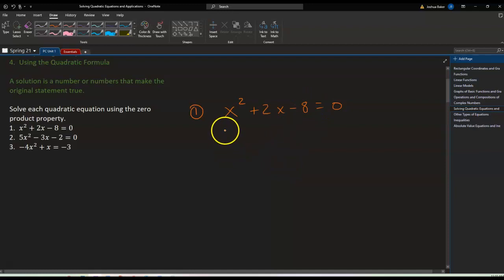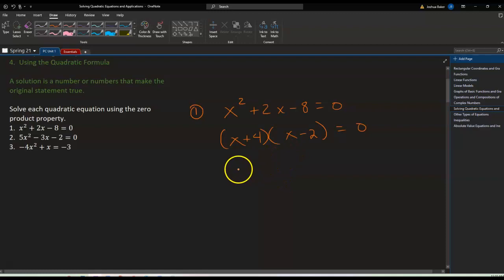So I'm looking for the factors of negative 8 that are going to add together to get me a positive 2. And that will be a positive 4 and a negative 2. So 4 times the negative 2 gets me the negative 8, and 4 plus a negative 2 gets me the positive 2. So this is the correct factoring of this trinomial.